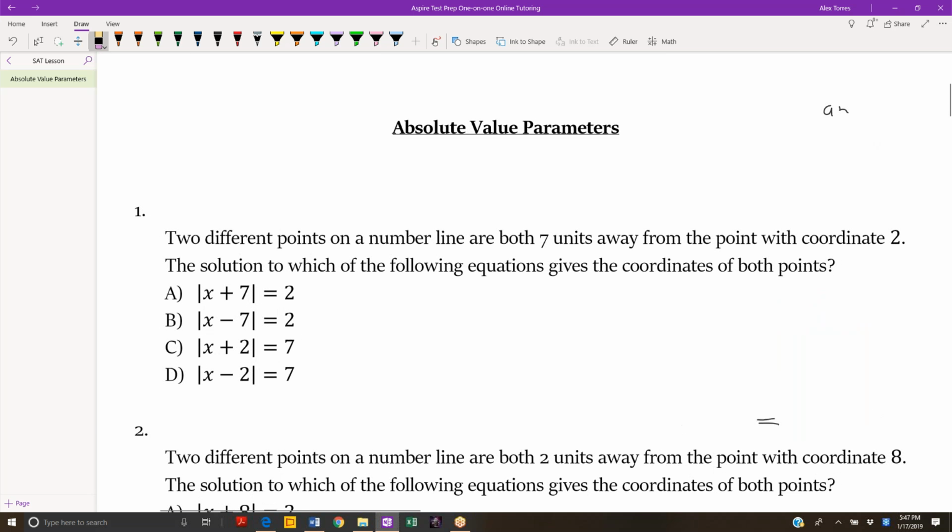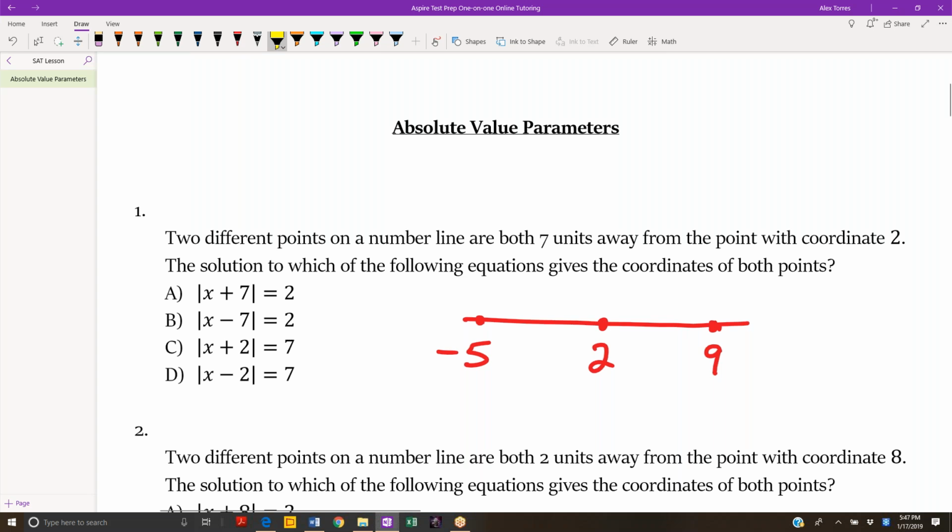So let's look at this problem here. Two different points are 7 away from 2. In the example I gave you, it was a distance that was 7 or less than 7. But here, I've got the number 2, and then I've got the two points that are 7 away. So 7 to the right would be the number 9, 7 to the left would be -5.